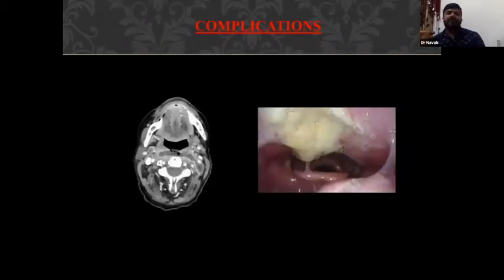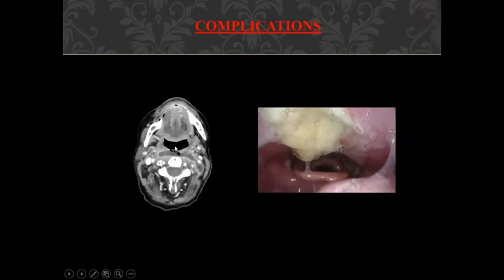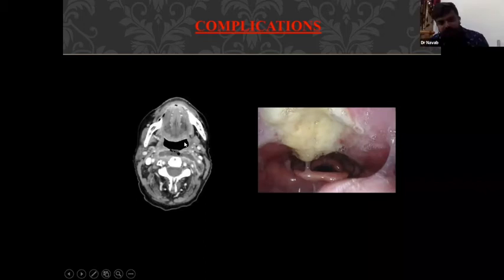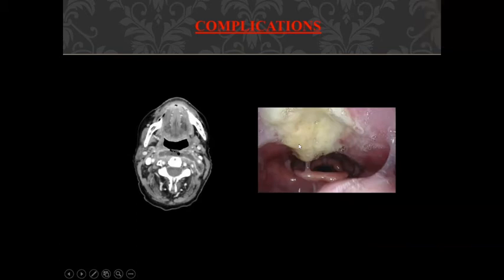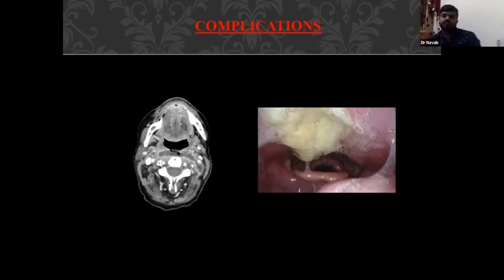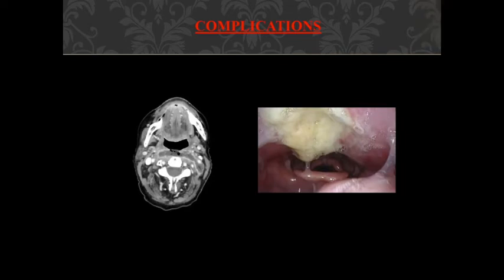In this case you can also see a complication, rupture of the abscess into the pharynx. You can see that pus is coming, right? So what are the complications of retropharyngeal abscess? The retropharyngeal space infection can extend into the retroesophageal area and also reach up to the anterior mediastinum. It can cause mediastinitis. Posteriorly, it can involve the prevertebral space, and anteriorly, the main complication is extension into the anterior mediastinum.